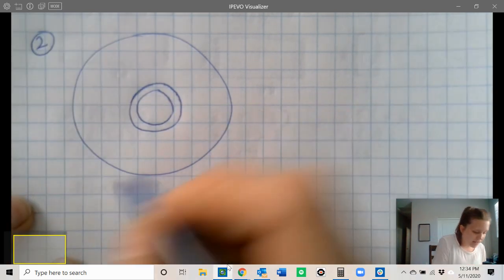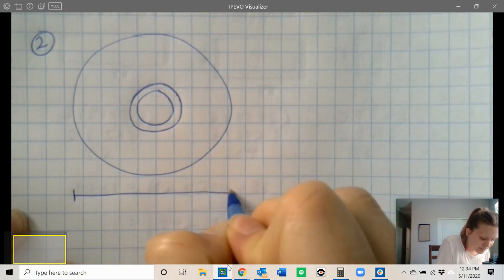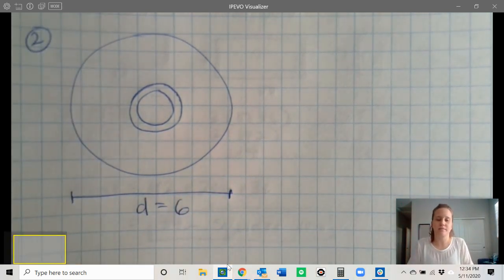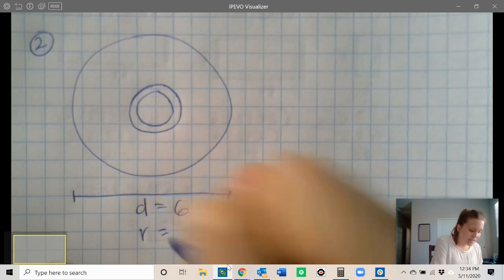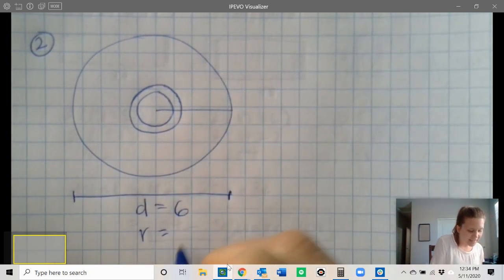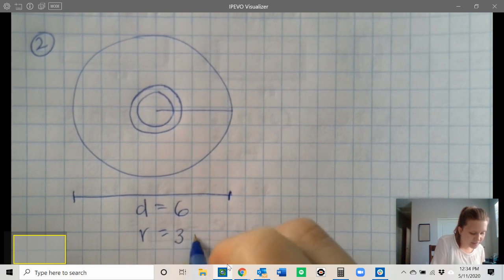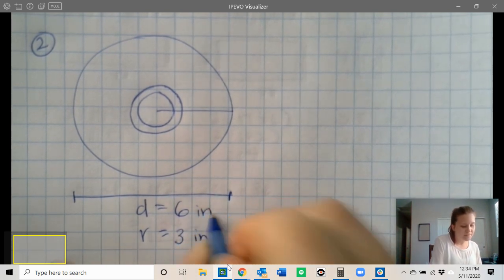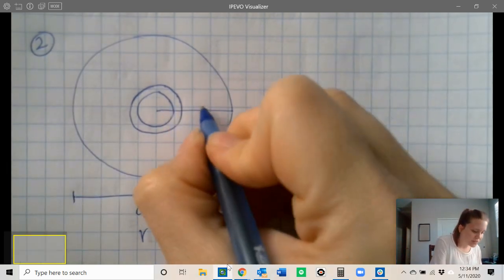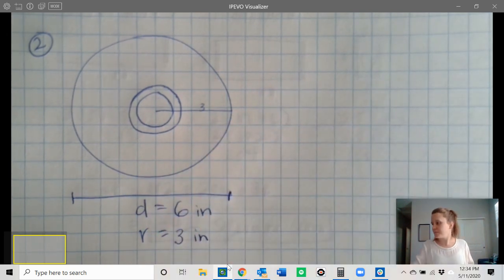So what do I know? I know that the diameter of the whole thing is 6. I know that in my formula for area, I have to know what the radius is. And the radius is half. It's that center point to the outside. And that is 3 inches. All right, make your paper look like mine. Awesome. I'm going to go ahead and label this radius 3 as well.